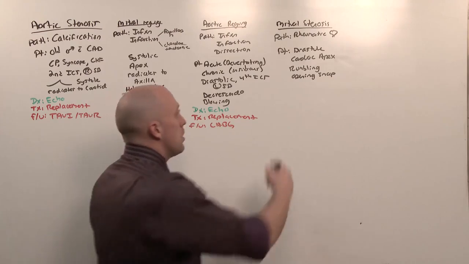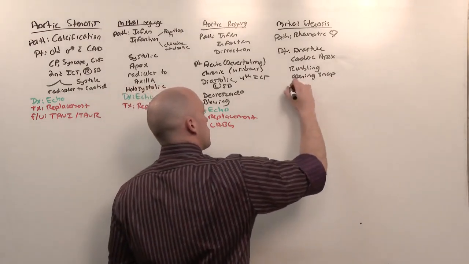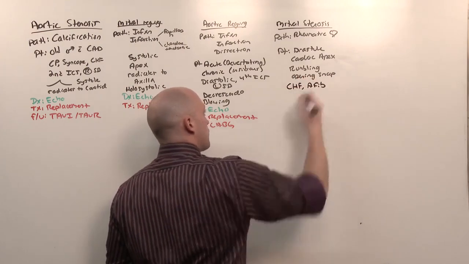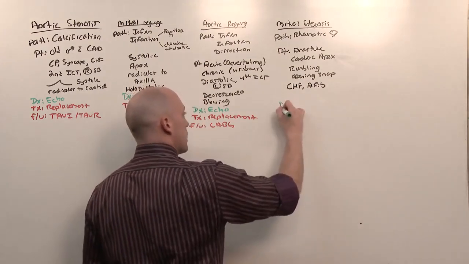And because it causes blood not to be able to enter the ventricle, the left atrium may dilate and you may present with CHF or AFib. Diagnosis is made by echo.